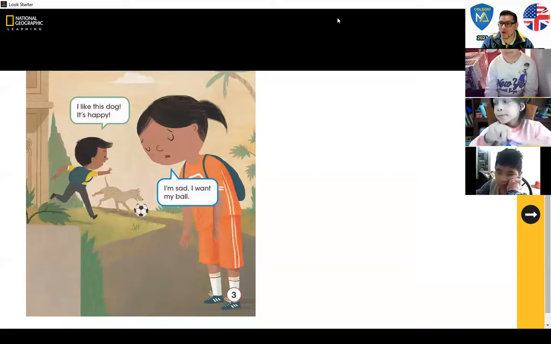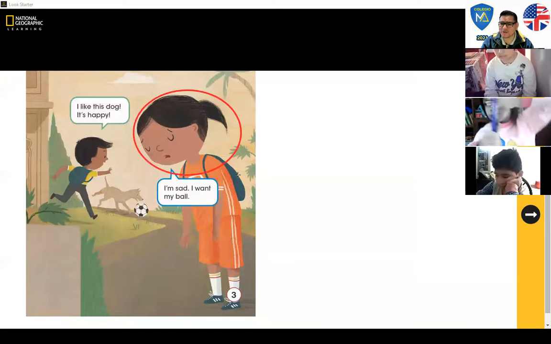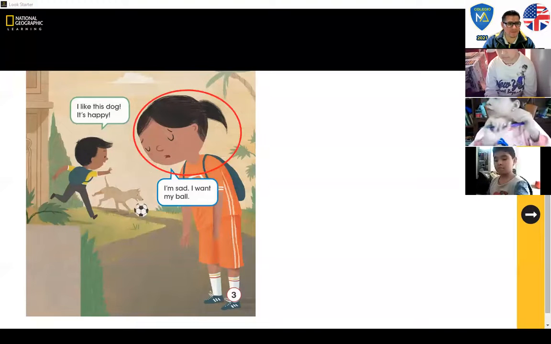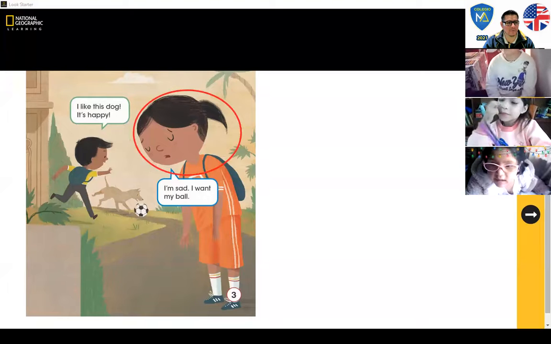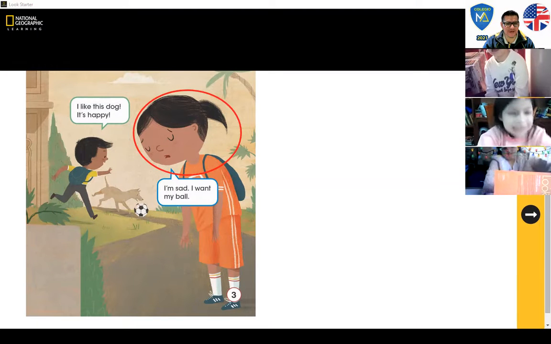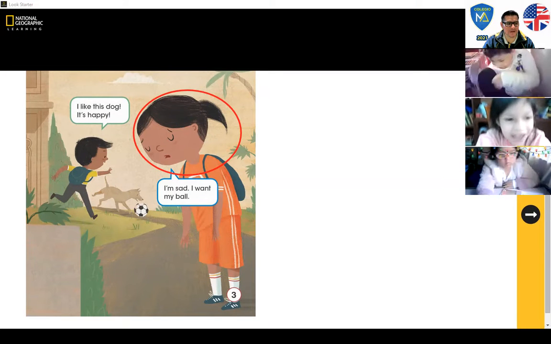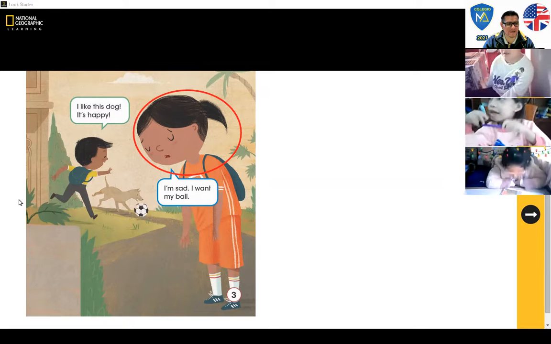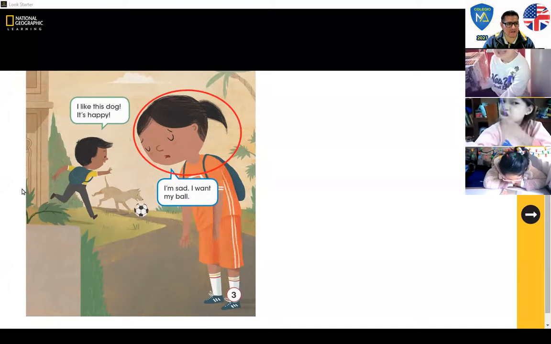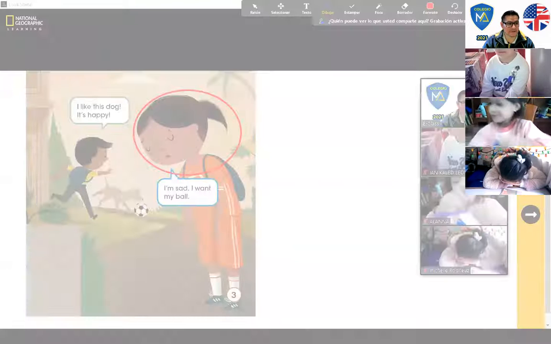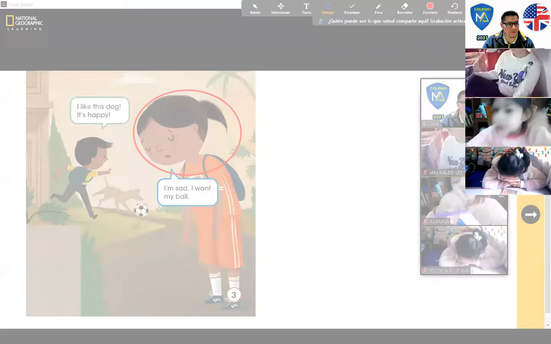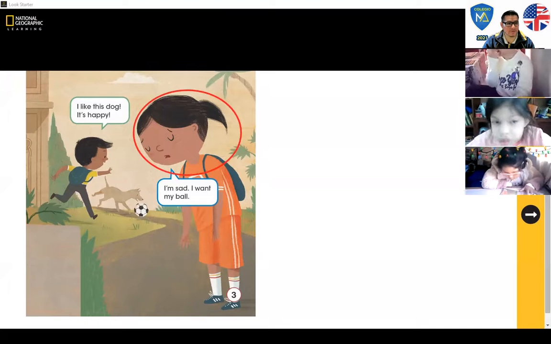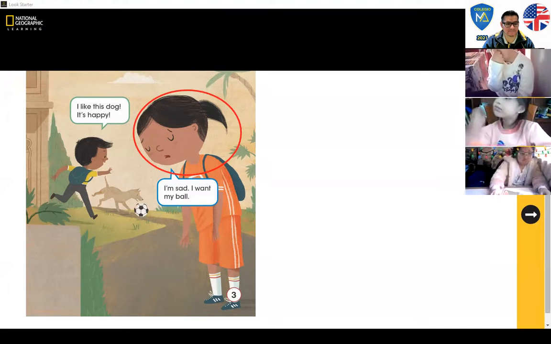And look what happens here. Now tell me, how is the girl? The girl is happy or the girl is sad? Sad. The girl is sad, right? The girl is sad, my God. That's because of the dog, right? The dog is with the girl's ball. And now, what do you think happens next?